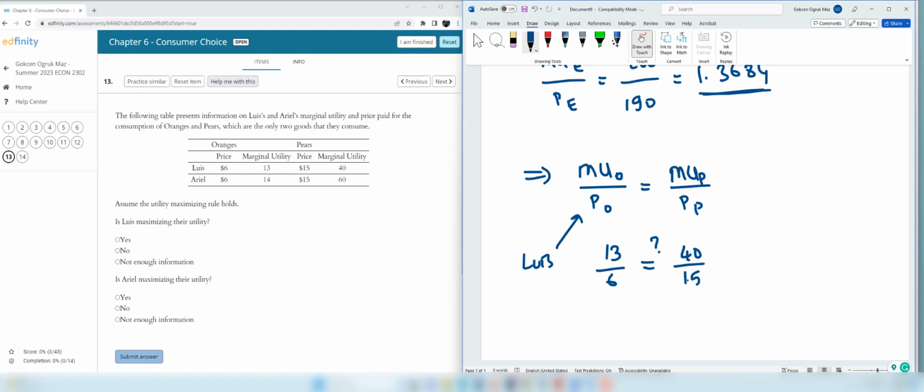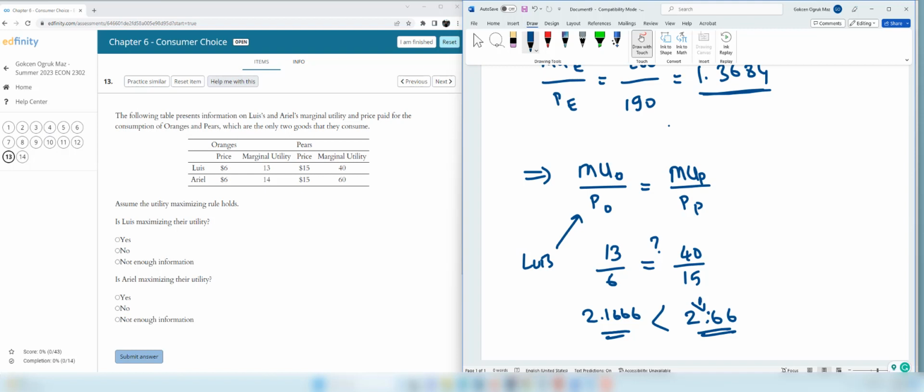Let's calculate this. 13 divided by 6 is 2.166. And 40 divided by 15 is 2.66. So therefore, this number is smaller than this number. They're not equal. Louis is not maximizing utility. To maximize utility, Louis should consume more of this good, pears, because it's bringing more satisfaction. And therefore, this bundle is not maximizing the utility for Louis.